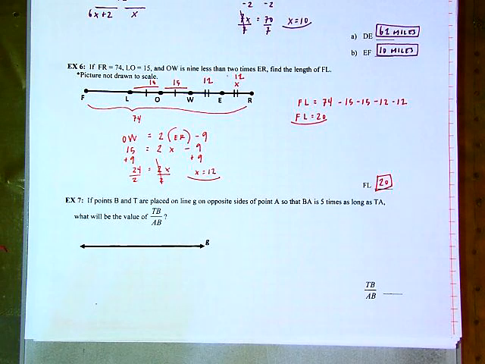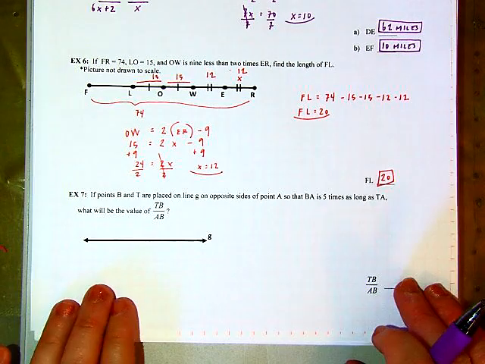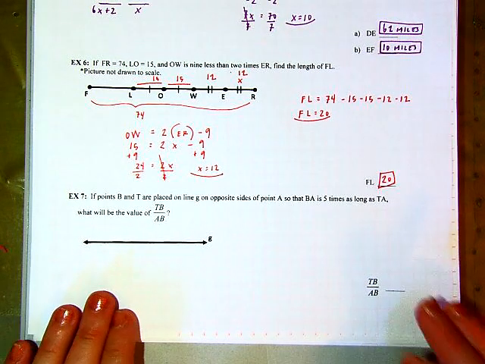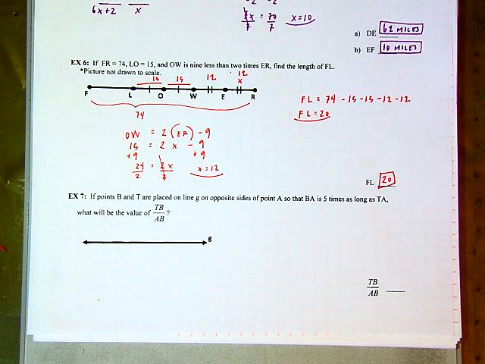Okay, one more problem. So in example 7, we have points B and T, and they're placed on line G on opposite sides of point A, so that the measure of BA is 5 times as long as the measure of TA. So 5 times as long as what TA's measure is. What will be the value of TB to AB?